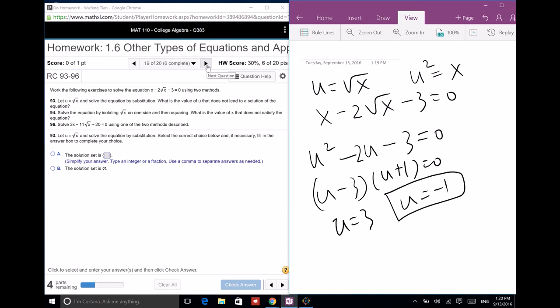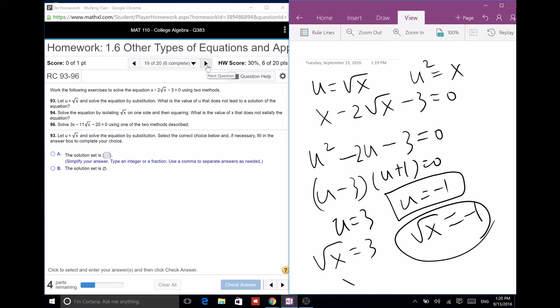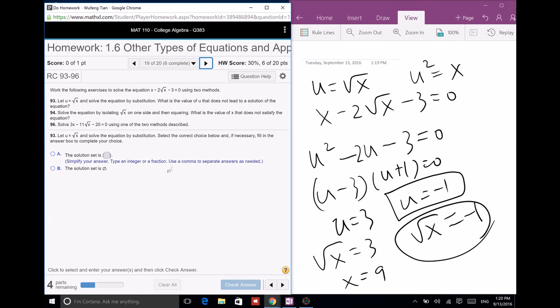You cannot use this one. Why? Because square root of x equals negative 1 will never happen. Okay? Then you continue: square root of x equals positive 3 and x equals 9. That's just for the first one. I think you can use the same way to do the rest of them.